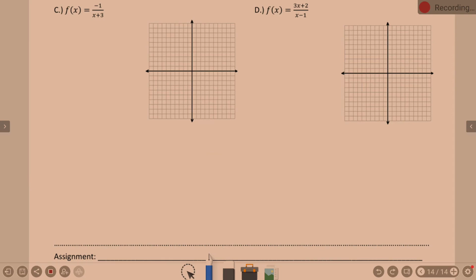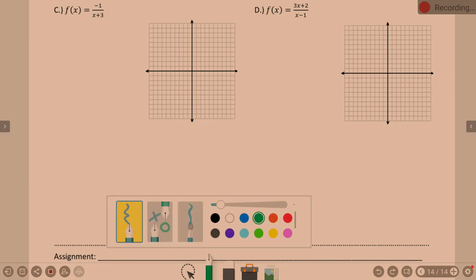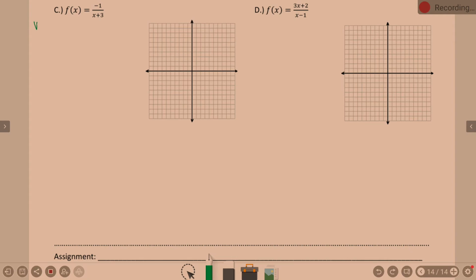Okay, C. Vertical asymptote, how are you finding it? Setting your denominator equal to 0. So x plus 3 equals 0. Subtract 3 over. I have a vertical asymptote at x equals negative 3. So on my x-axis, I can count over negative 3 and draw a vertical line.